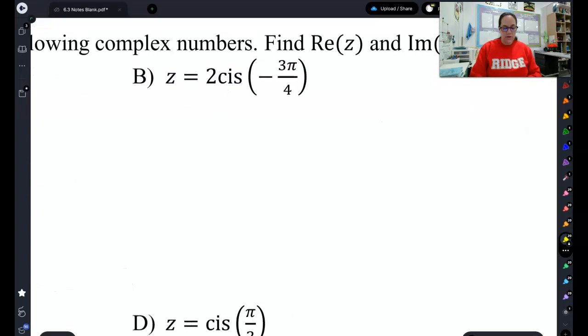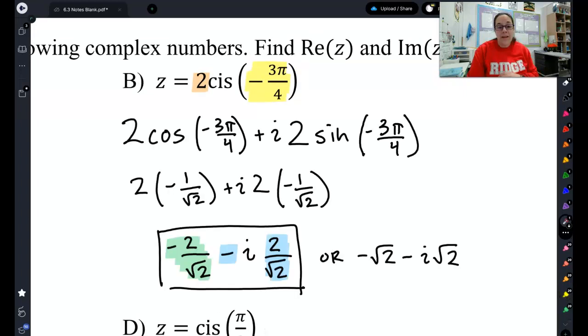So let's go over here to B. Here we have once again in shorthand r cis theta. I want you to pause the video, write this out all the way, and then use your unit circle to simplify it to end with the rectangular form a plus bi. Pause the video, try that out on your own, and then come back to check. Let's see how you did.